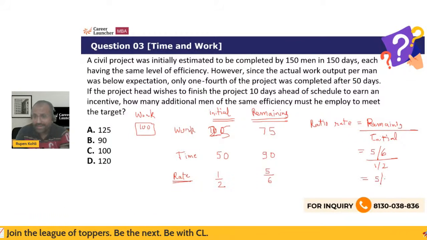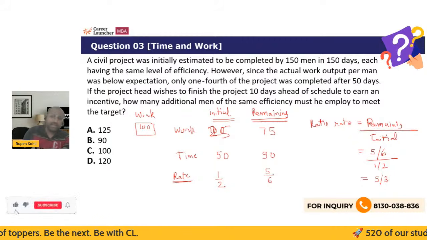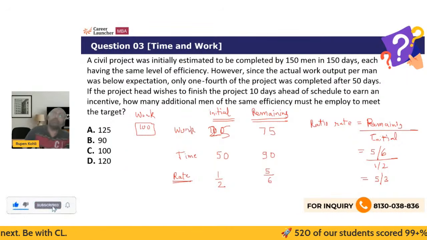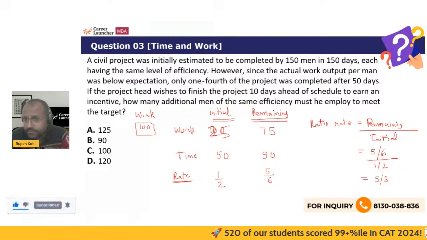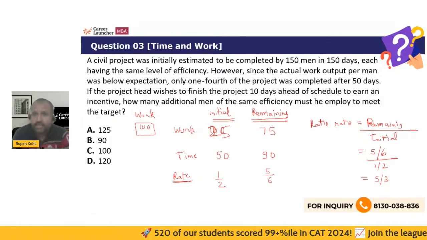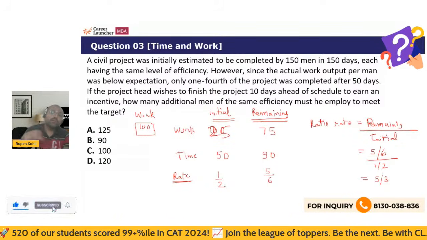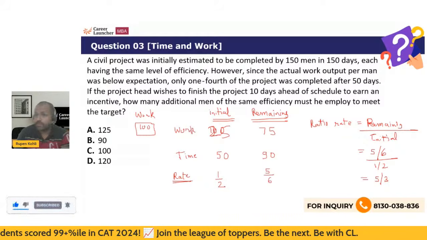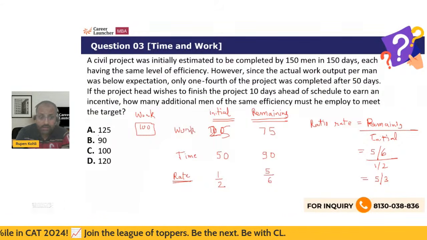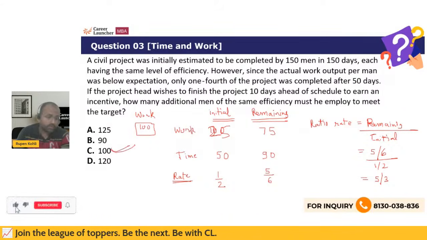So if the rate has to become 5 by 3 times, the number of men also has to become 5 by 3 times. Hence, if 150 men were there, we now need 5 by 3 times of 150, which is 250 men. We need 100 more men to do this job.